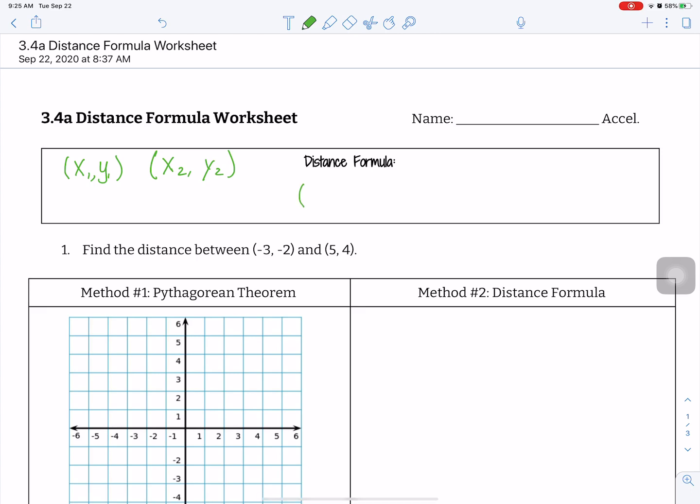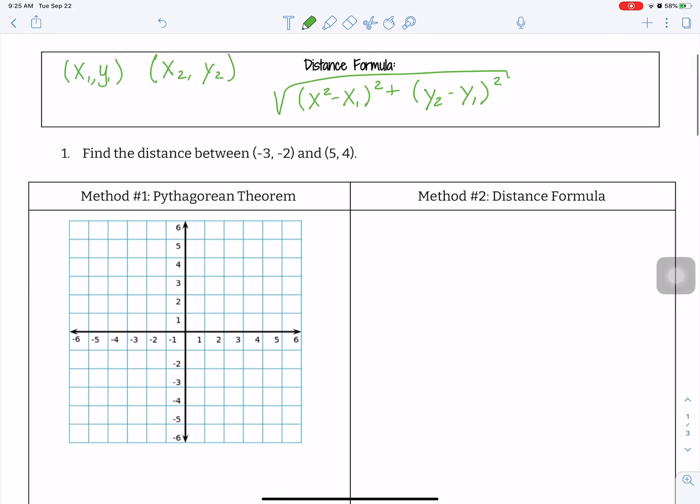And to do this, it's x2 minus x1 squared plus y2 minus y1, that quantity squared, and the whole thing is the square root. So technically what we're doing is Pythagorean theorem. I'm going to show you on this so you can kind of see how the whole piece works together. So if I take the point -3, -2, and the point 5, 4, so I'm trying to find this distance here.